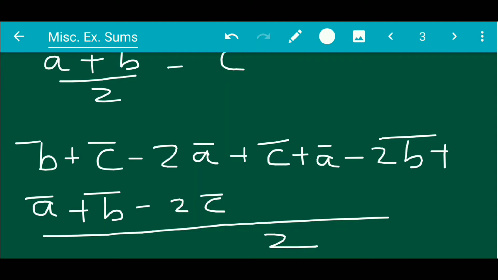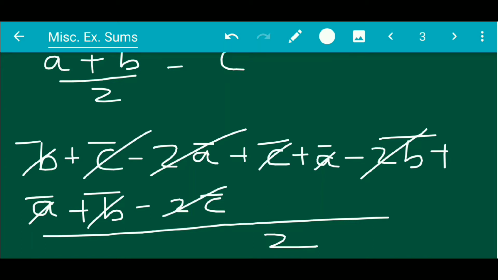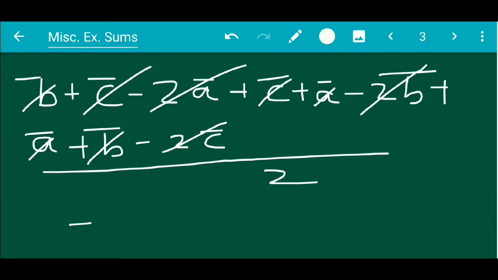Now, as you can see over here, everything gets cancelled out, no? See, minus 2A plus A goes away. B plus B minus 2B, and similarly C plus C minus 2C also goes away. So we get 0 upon 2, which is 0 bar, as they wanted. Thus we have the sum of all those vectors AD, BE and CF coming as 0 bar.